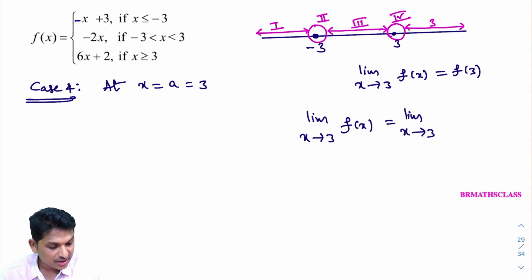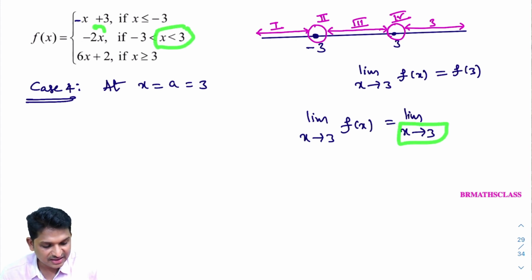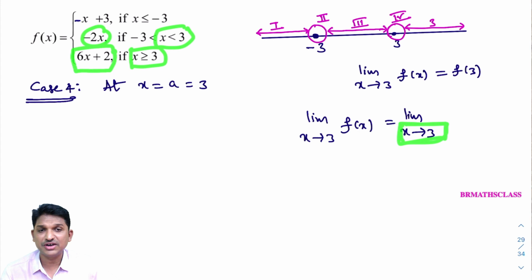Limit x approaches to 3. Here is the problem. X approaches to 3 means what? X approaches to 3 means all x values are slightly less than 3 or slightly greater than 3 but not 3. So there is a chance that x values are less than 3. When x values are less than 3, at the time we will choose the second function. X approaches to 3 also means there is a chance that x values are slightly greater than 3. When x values are greater than 3, at the time we need to choose this function.